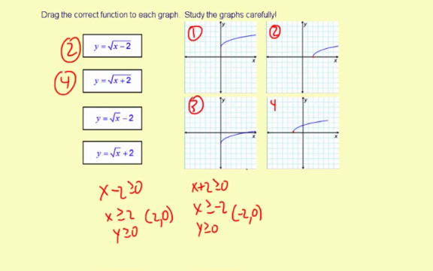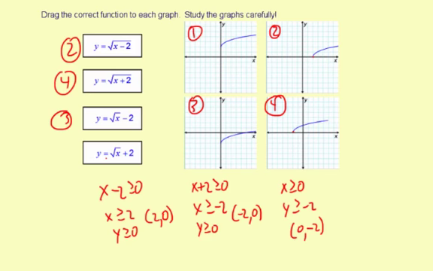The next graph is going to be for the domain x is greater than or equal to 0, and the y is going to be greater than or equal to negative 2 because of the negative 2 after the radical symbol. So we want the graph that starts at 0, negative 2. So that would be graph number 3. Let me go ahead and circle that.